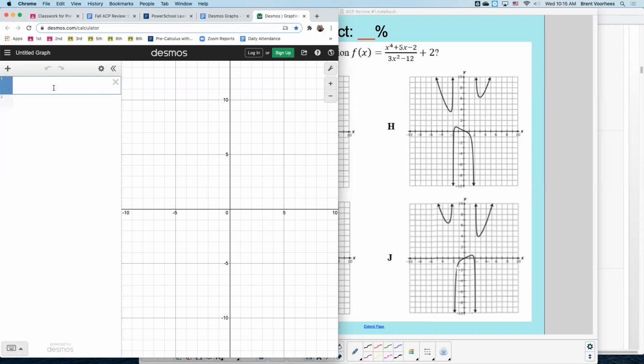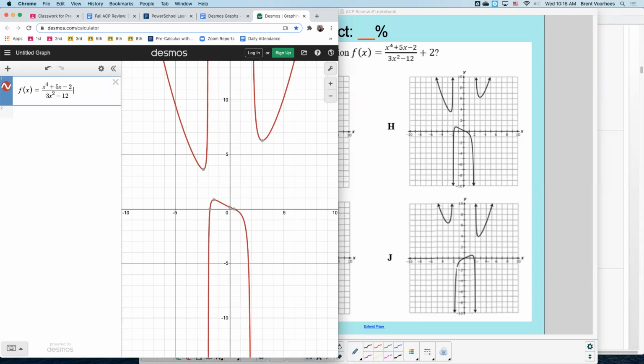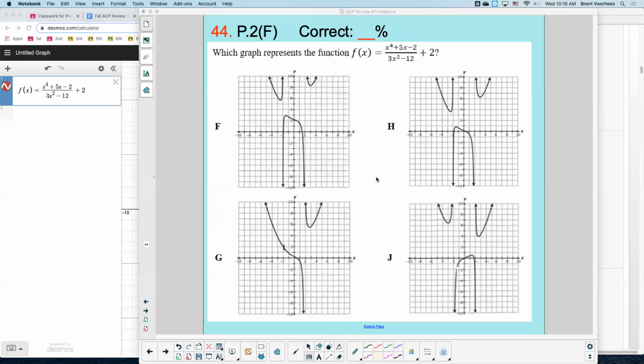So now I'll type in the equation that's given to me, f of x equals, and I'll do the division line first to make it easier, x to the 4th plus 5x minus 2 over 3x squared minus 12, and I had a plus 2 on the outside. As I compare this graph, there are 3 pieces. The parabola on the far left goes lower than the parabola on the right, and in the middle there's a parabola going upside down that has a higher peak on the left than the right side. That's what I'm going to be looking for.